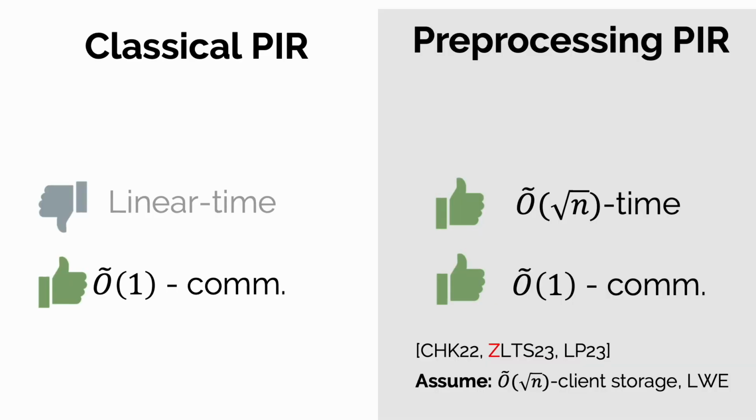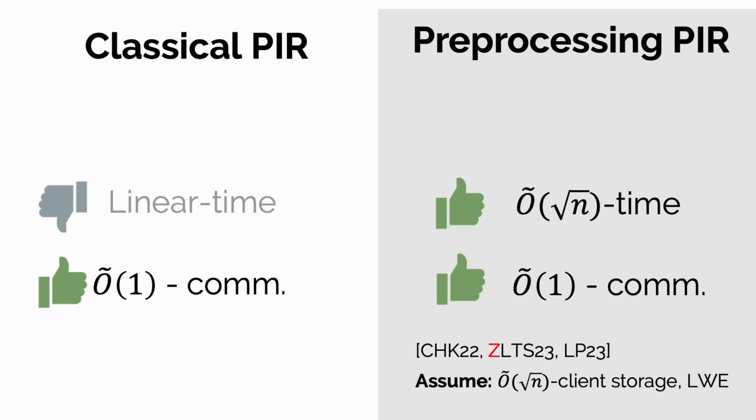In this model, the best previous scheme can achieve square root of n per-query time and polylog communication. This is actually the dream asymptotics we can hope for. They all assume square root of n client storage, so the client storage scales with the square root of the database size, and I actually have a paper previously on this.